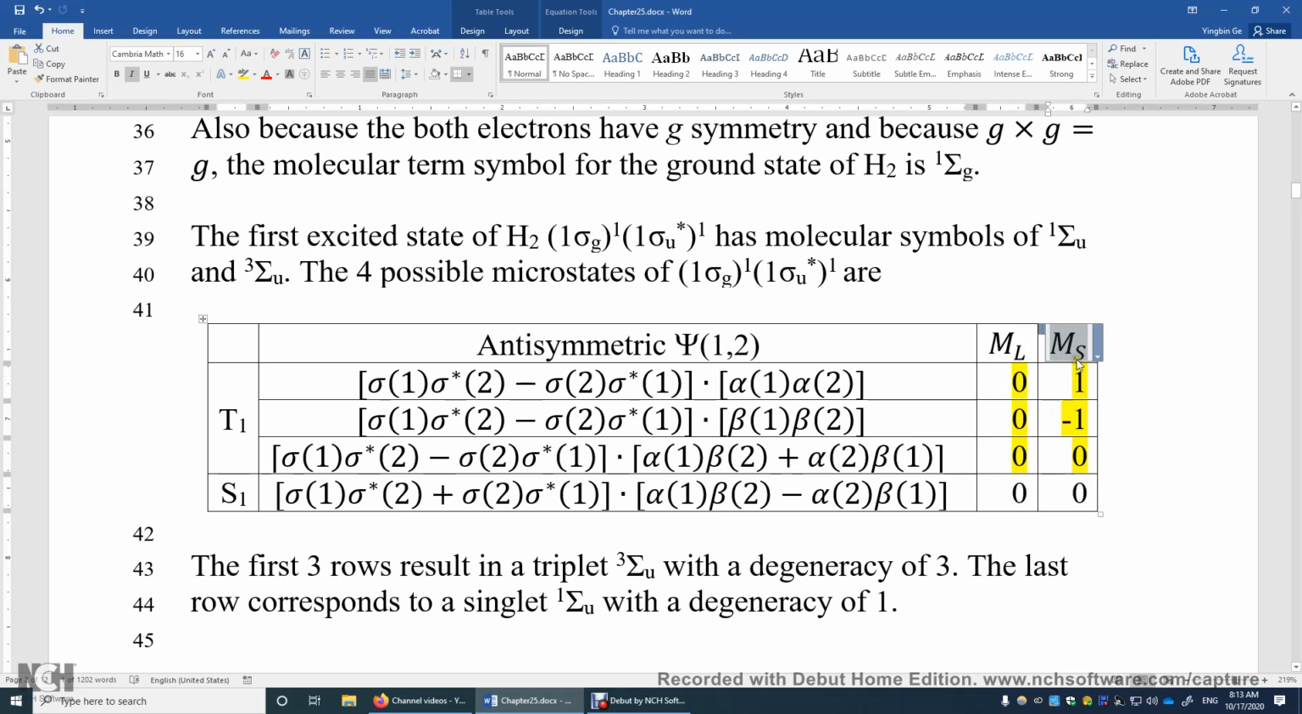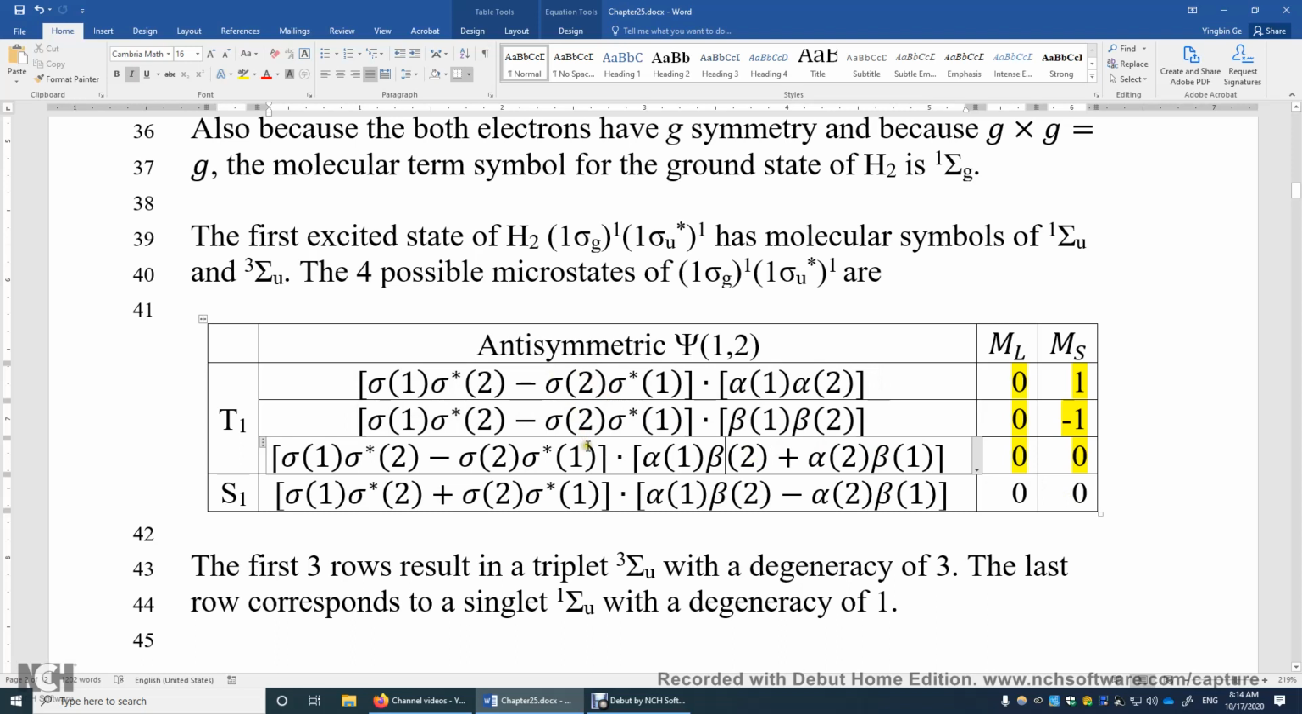M sub S, we'll have to sum up the spin. For 2 alpha, the spin is positive 1. So plus half, plus half, we have 1. Minus half, minus half, we have negative 1. This is a little complicated, but if you apply the z component of the spin operator to this wave function, you'll get 0. So that's why it's 0. And this one is also 0. Qualitatively, if you think about alpha electrons and beta electrons, you can imagine these two wave functions are a mix of two different spins, and overall the spins cancel. That's why you have m sub S equals 0 here and also 0 here.